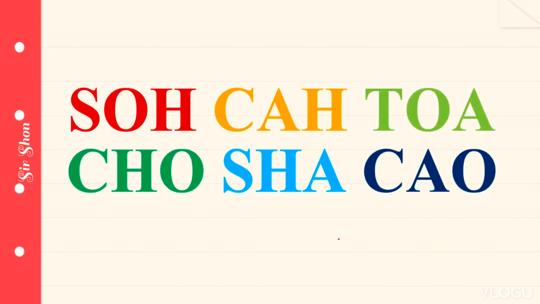To memorize quickly the formulas of the six trigonometric ratios, we will use it in a chant. For example, SOH CAH TOA CHO SHA CAO. Again, SOH CAH TOA CHO SHA CAO.